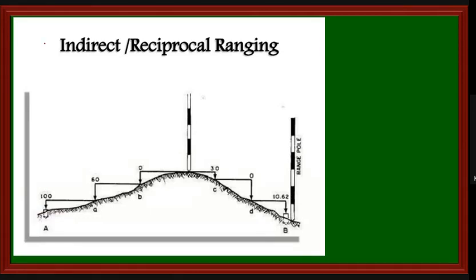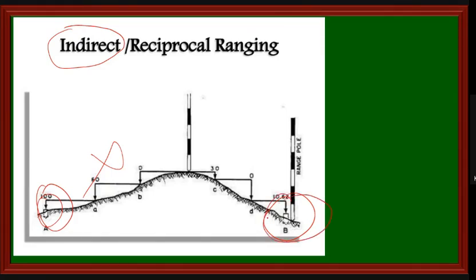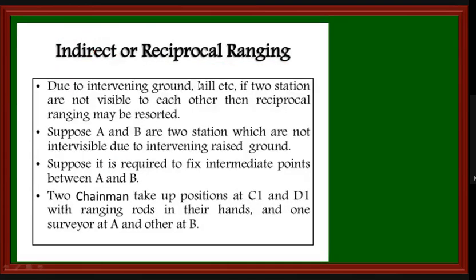So I hope you understood direct ranging. Then we will go for intermediate ranging. What is intermediate ranging? When station A and station B are not intervisible, means standing at station A, you can't see station B. So this we will call indirect ranging, or reciprocal ranging.